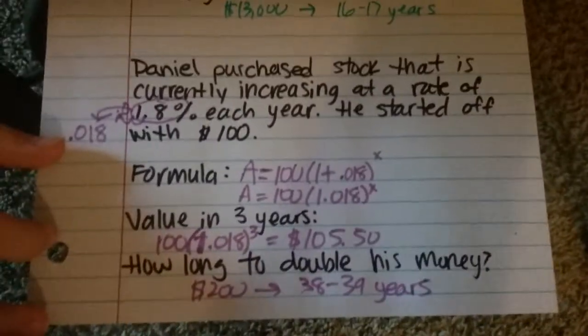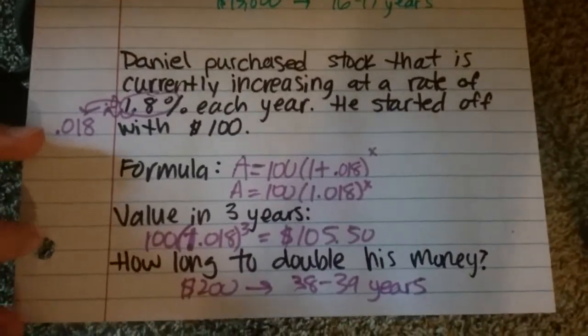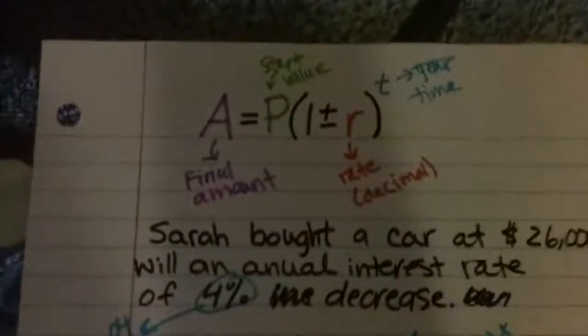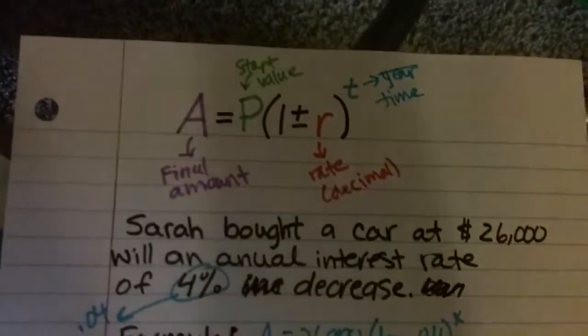So here's 2 examples. This was an increase. This was a decrease. Again, write this down because you're going to use this over and over and over again.